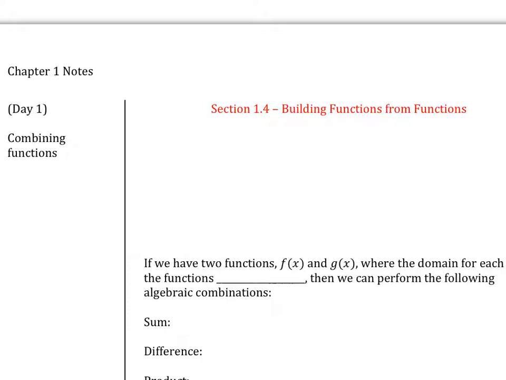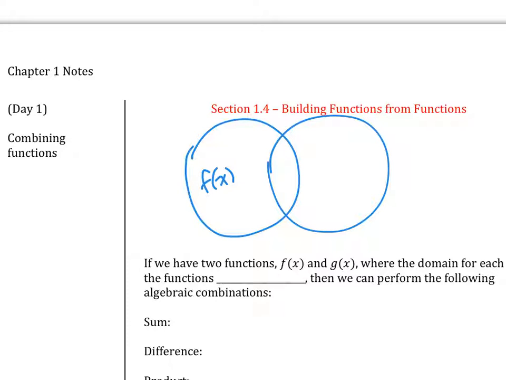Okay, so what we're going to do now is look at the domain if I take two existing functions that I know of, like probably ones from your parent functions, and we put them together. So today we're going to talk about combining functions. Tomorrow we're going to talk about composing functions, and they're different. Combining functions is like this. Let's say you have a function f of x, and we're going to combine it with another function, g of x.